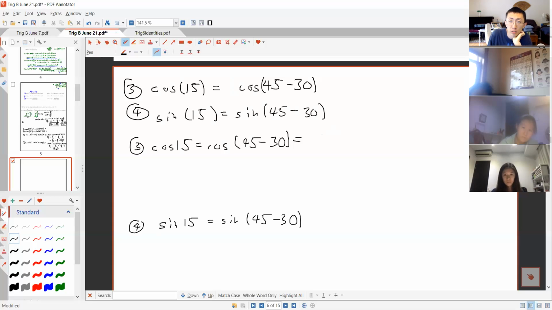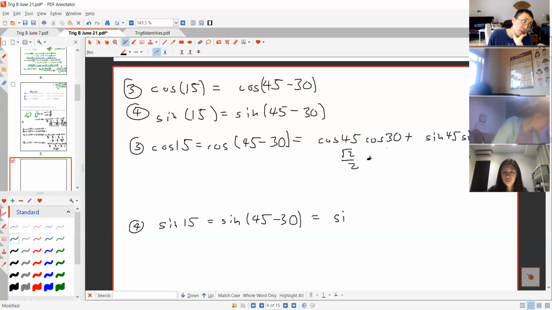Okay, so let's just practice using the subtraction formulas. So here we'll have a plus sign, cos cos plus sine sine. And here we'll have a minus sign. Well, okay, let's first finish this. Root 2 over 2. Cos 30 was root 3 over 2. This is root 2 over 2, sine 30 is 1/2. So root 6 plus root 2 over 4.